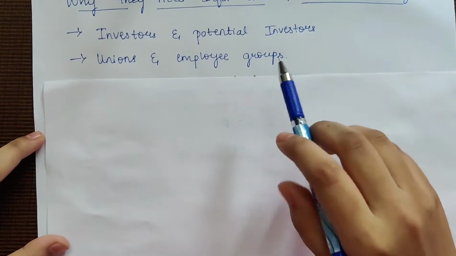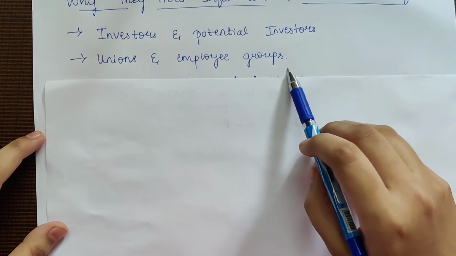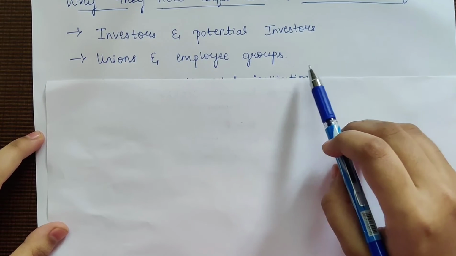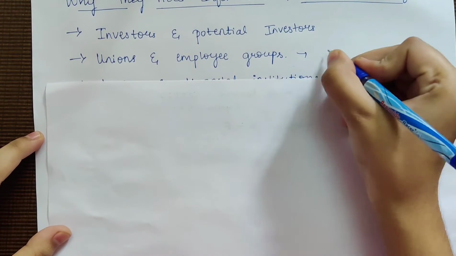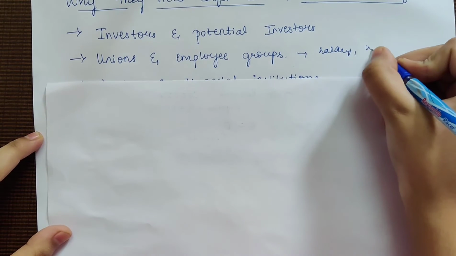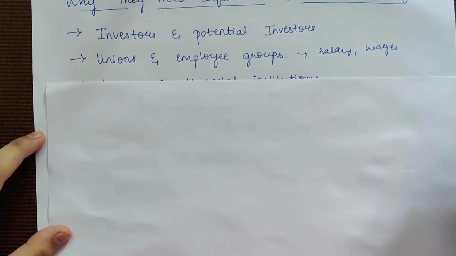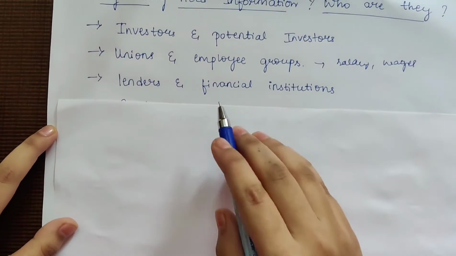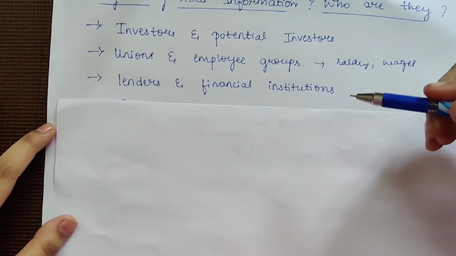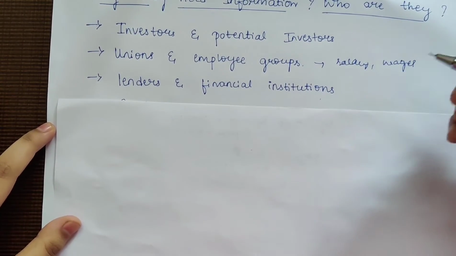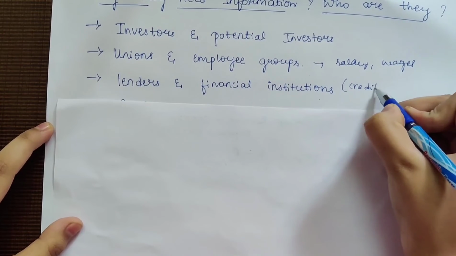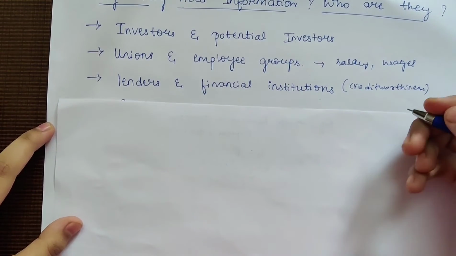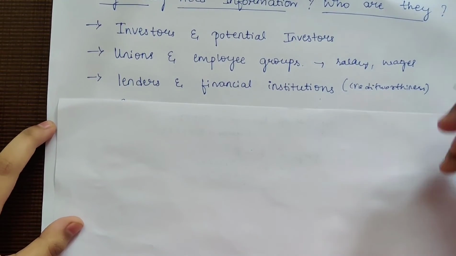The next one is unions and employee groups, because they want information on the stability, profitability and distribution of wealth within the business, because they want salary and wages for their livelihood. The next one is lenders and financial institutions. Why do they need information? Obviously on the creditworthiness of a company and its ability to repay loans and pay interest.